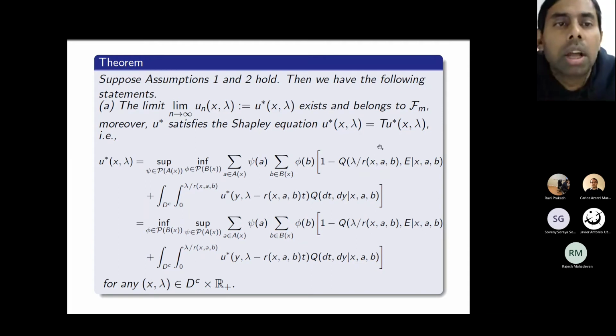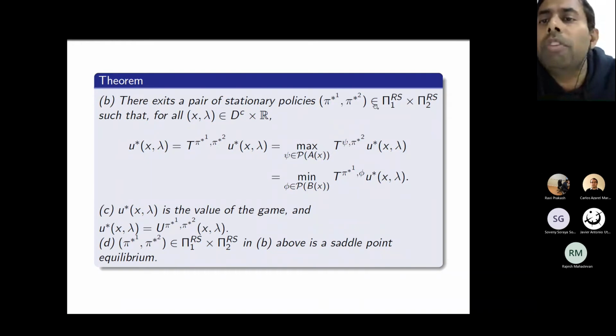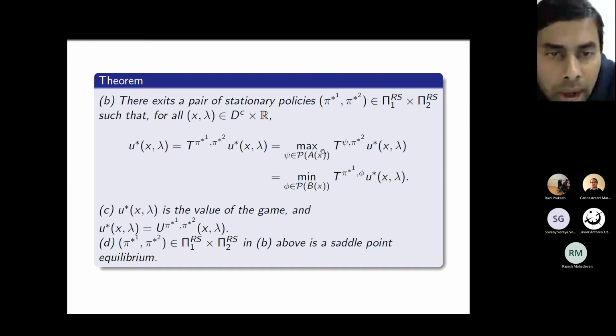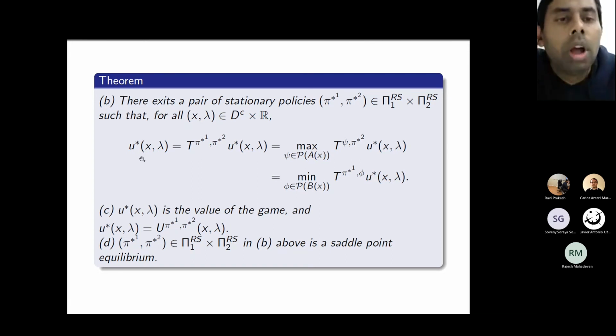Now what this is telling you is that you can find these two randomized stationary policies, which are the outer maximizers and outer minimizers, and they exist because of continuity, compactness, all those things. Then U star, you can write it in this manner. Fine. So now U star is this.